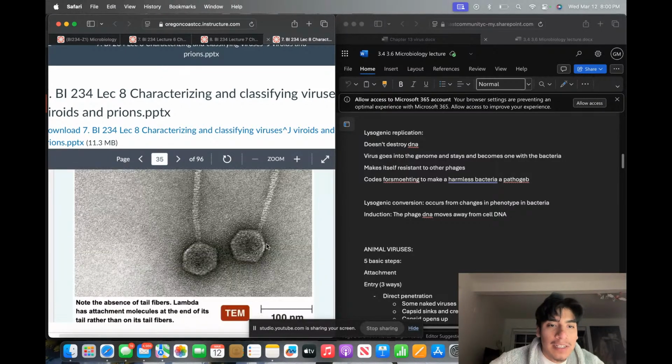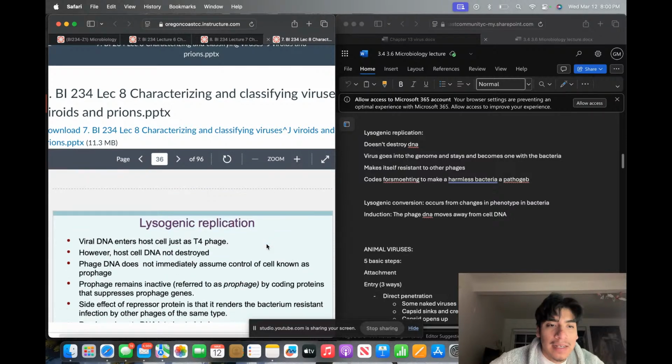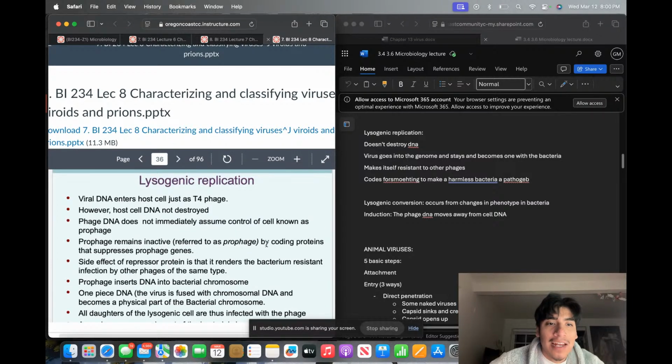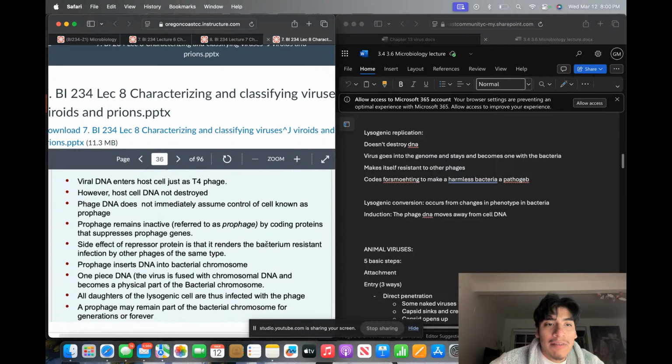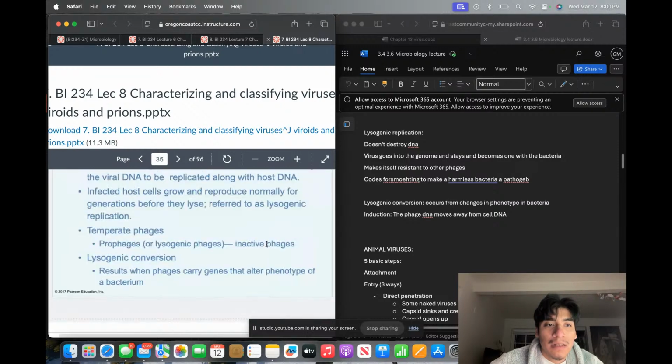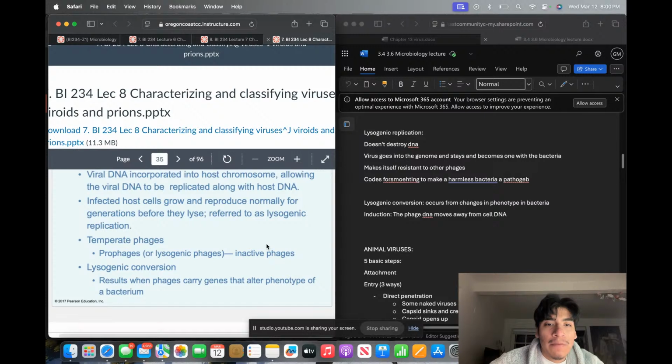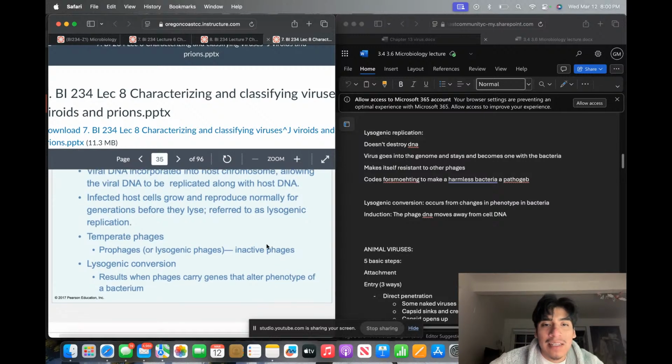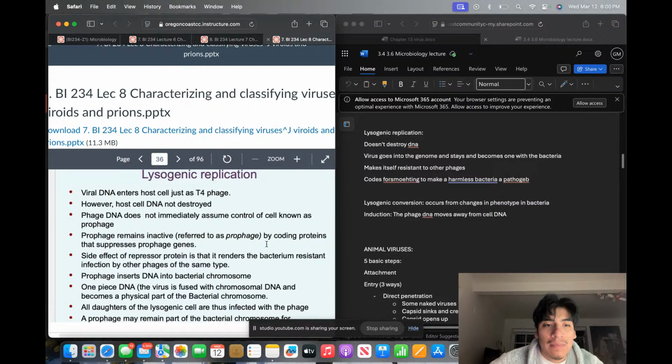Here's what we have: bacteriophage. Lysogenic replication. So viral DNA enters the host cell. However, the host cell does not destroy the DNA. Phage DNA does not immediately assume control of the cell, known as prophage. So a prophage is an inactive phage when it's just in there in the weeds. So the prophage remains inactive, referred to as a prophage, by coding proteins that suppress prophage genes.